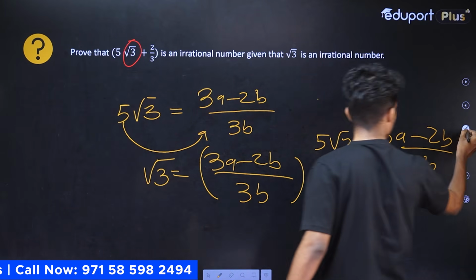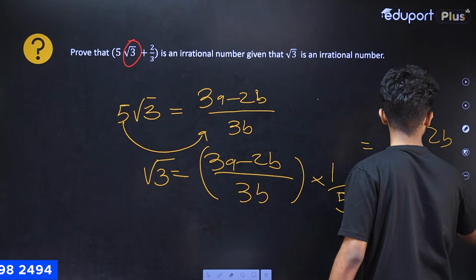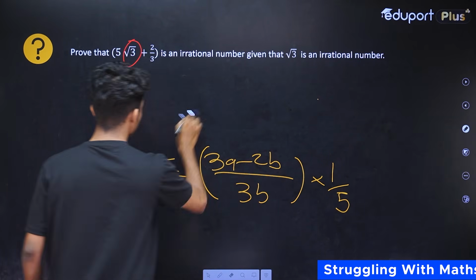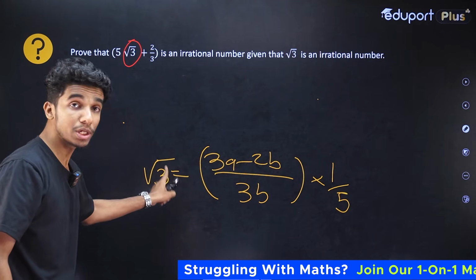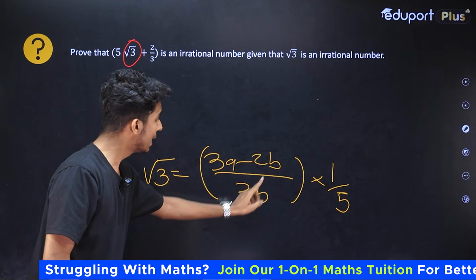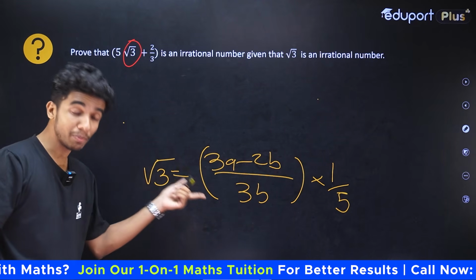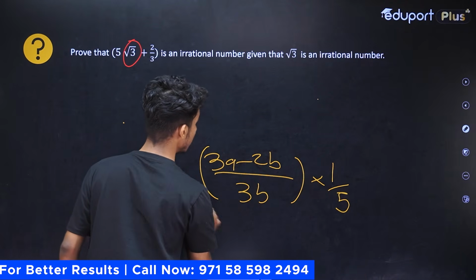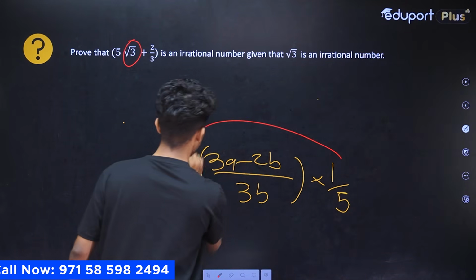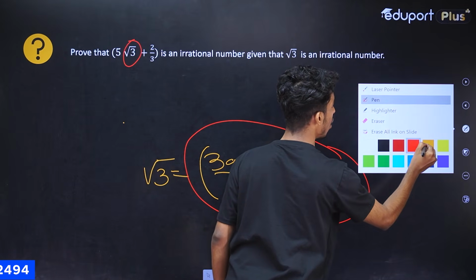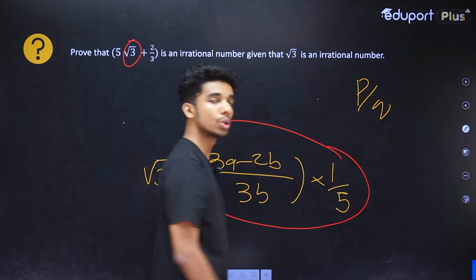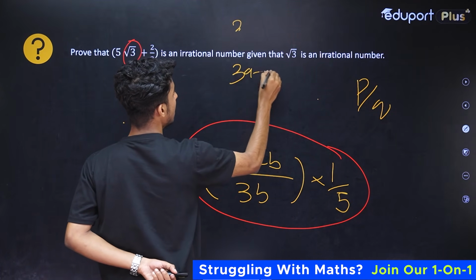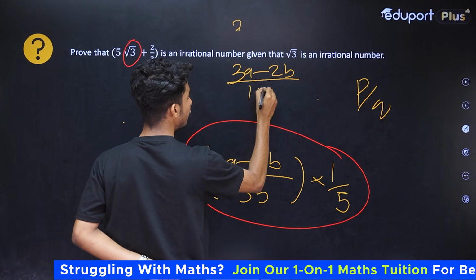Let me rub out all other things so that you can easily see. Now look, students, what happened here? We have got that root 3 is equal to 3A minus 2B divided by 3B into 1 divided by 5. This thing will be of the form P by Q. It can be written as 3A minus 2B divided by 15B.